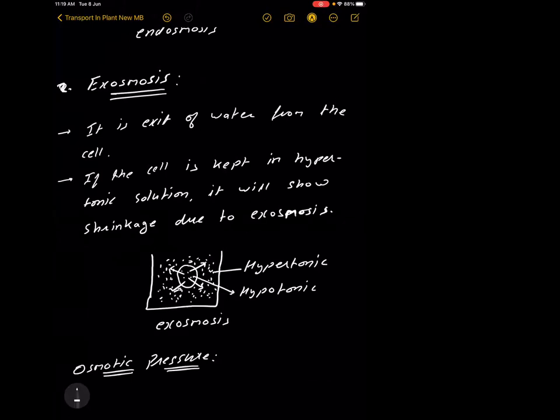In this exosmosis, do the useful components and minerals in water also move out? No, not the minerals. Just the simple water moves out, without any minerals.